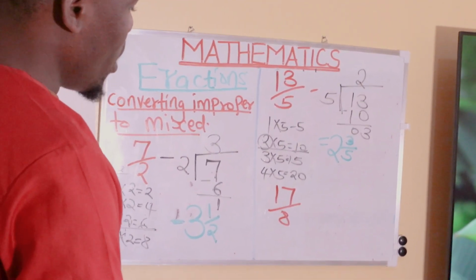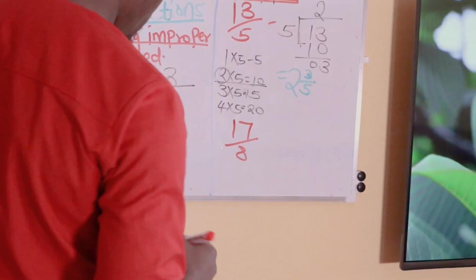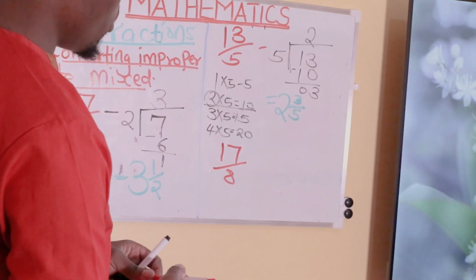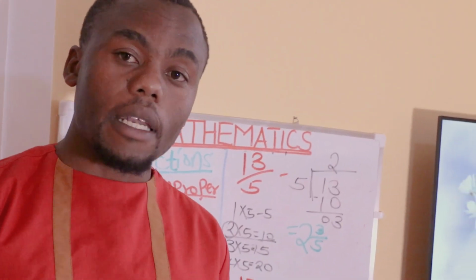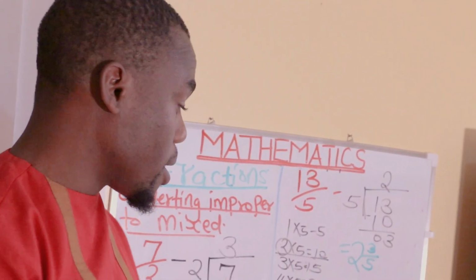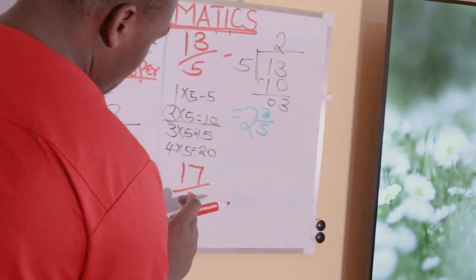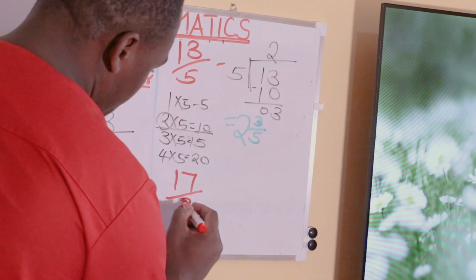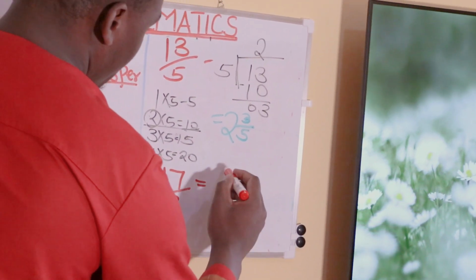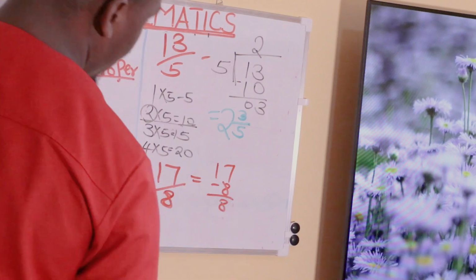17 out of 8. They want you to convert it into a mixed fraction, and you're not good at division and multiplication. What will you do? You can use repeated subtraction. Remember, division is another way of repeated subtraction. So here, 17 is the numerator and 8 is the denominator. You'll say 17 take away 8. What do you get?